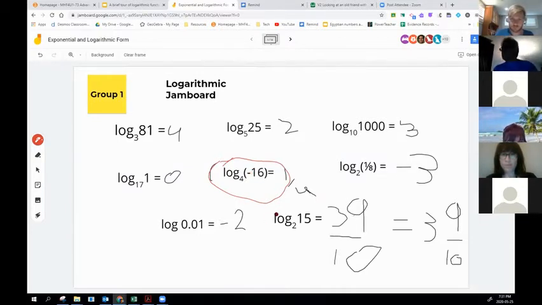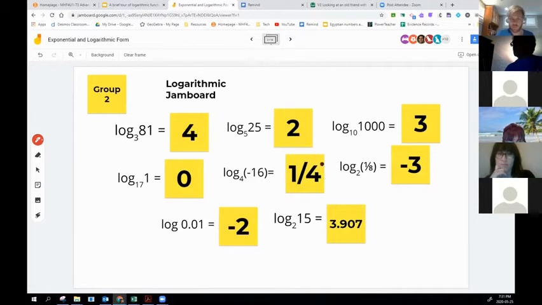So group 1 believes the answer is 1/4. If I take 4 to the power of 1/4, what would happen? I'm not sure what that might give me. I guess I could determine that. But one thing I can see is that it's not really going to get me to a negative number. It's going to get smaller, but it's not going to get me to a negative number. But this is good logic. They're thinking 1/4. Let's see group 2. They thought similarly, 1/4.